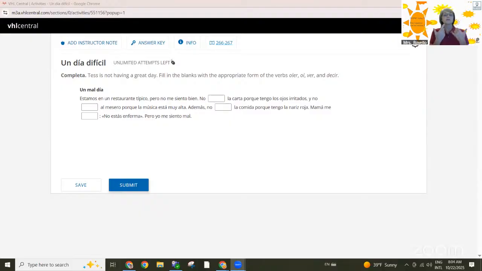Okay, so if I have irritated eyes, right, I'm not going to be able to see. So since she's talking, I'm going to put veil here, right? Veil. I don't see the menu because my eyes are irritated. And I don't hear the waiter because the music is too loud. Right. So if there's music, I can't hear the waiter.